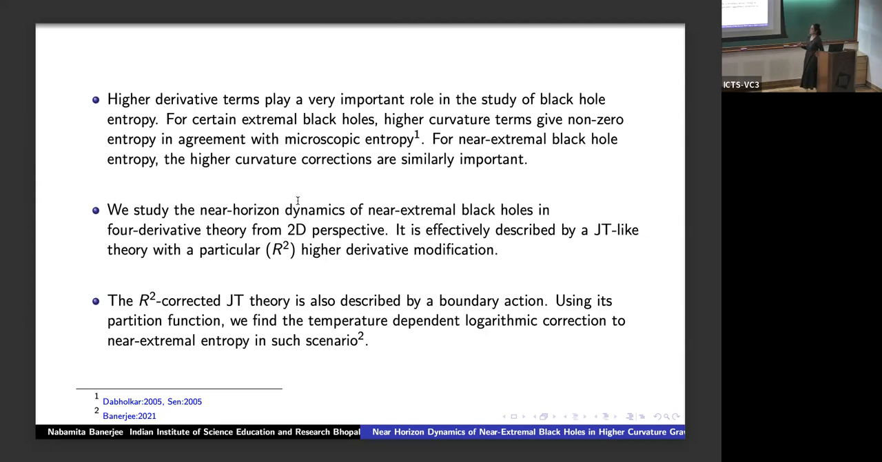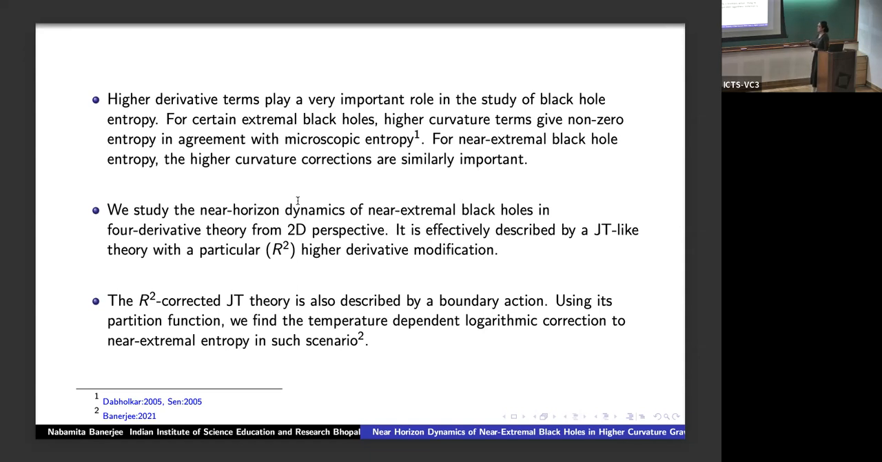So it's natural to expect that those terms will also be important in the context of near extremal black holes. So what will we study? We study the near horizon dynamics of near extremal black holes in 4 derivative theory from the 2 dimensional perspective. And we will show that it is effectively again described by a JT-like theory with only R square higher derivative modifications. It will be clear why only R square as I go ahead in the talk. And the R square corrected JT theory is again described by a Schwarzian-like boundary action.